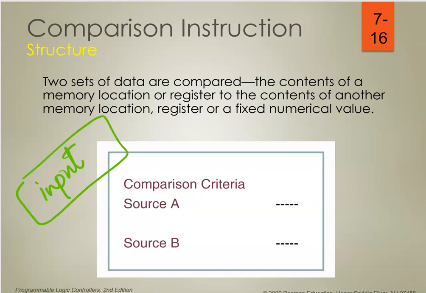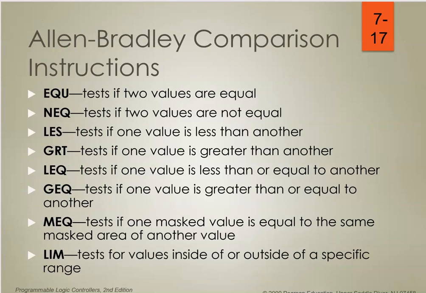Now let's look at different types of Allen-Bradley's comparison instruction. Here you can see the list of different comparison instructions that you might see in different types of Allen-Bradley's PLC programs. So we have EQU. It basically tests if two values are equal. So if they are equal, you have a true statement. If they are not equal, your statement is false. NEQ tests if two values are not equal. So in order to have a true statement, the two values that you have as your source A and B should not be equal.